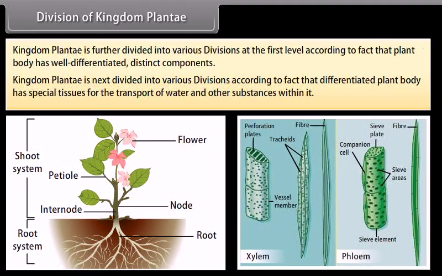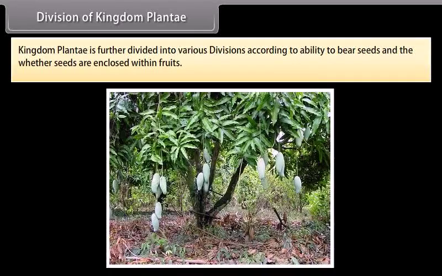Kingdom Plantae is next divided into various divisions according to whether the differentiated plant body has special tissues for the transport of water and other substances within it. Kingdom Plantae is further divided into various divisions according to the ability to bear seeds and whether the seeds are enclosed within fruits.